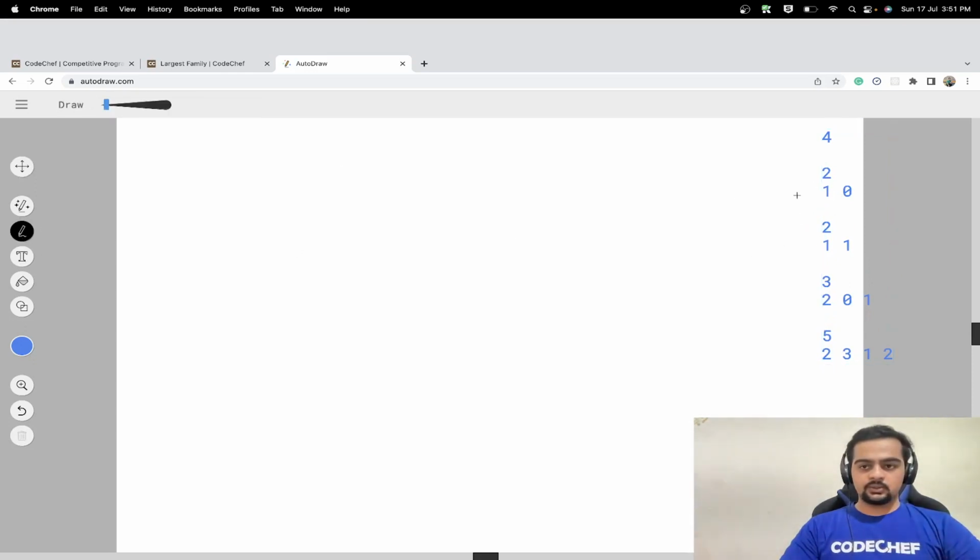Okay. So according to the problem, this is the number of people that we have. For example, this is the third test case. Here number of people are 3, and the first person is claiming he has 2 children, second person is claiming he has 0 children, and third person is claiming he has 1 children. Okay, and we have to output the maximum number of truth tellers that we can have.